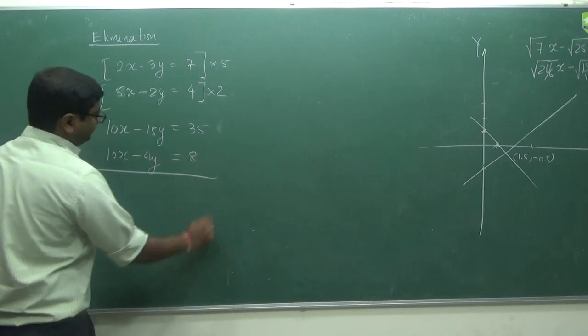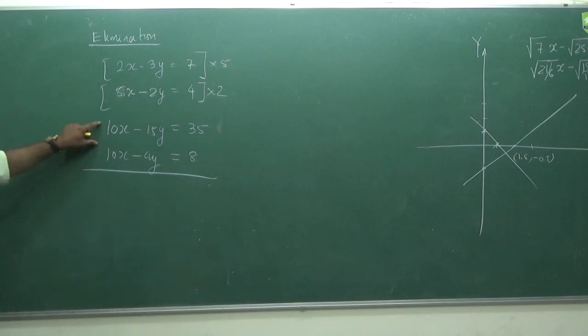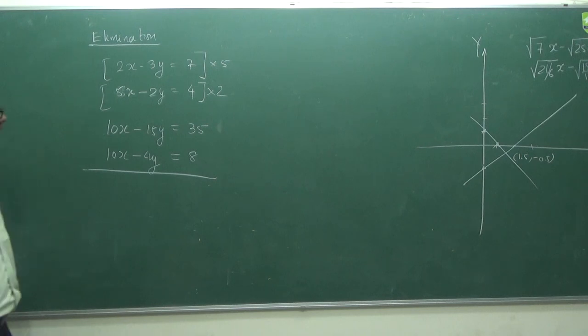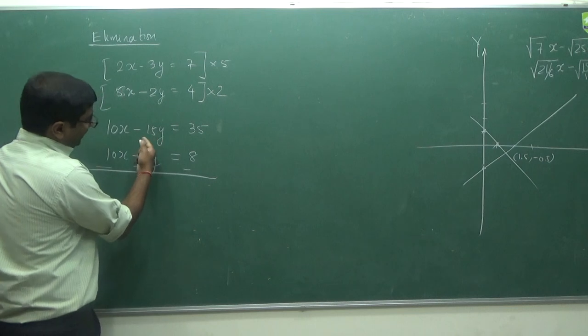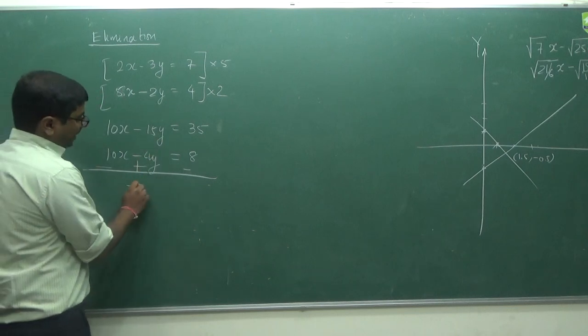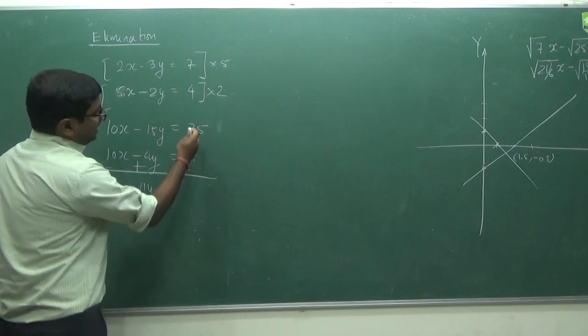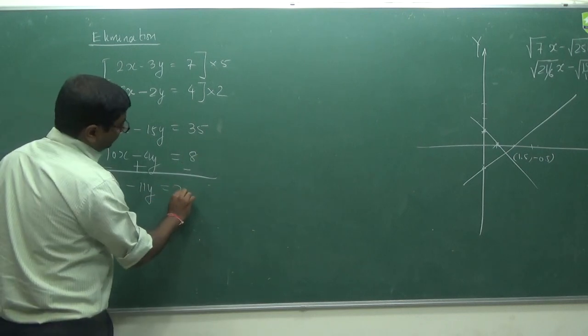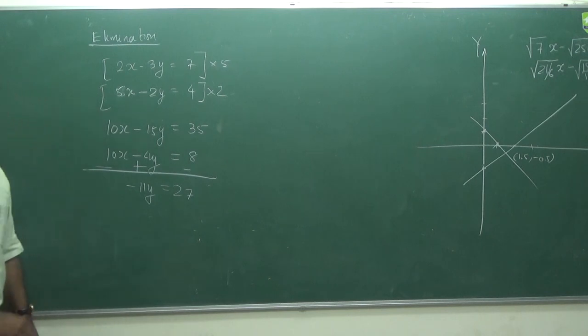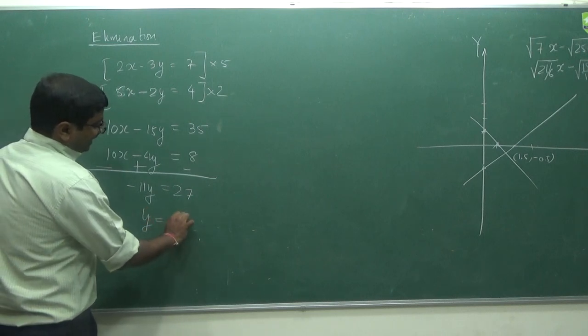And then we do subtraction. If the sign is the same, then you subtract. If the sign is opposite, then you simply add. So hence subtract: this will become plus, this will become minus. So minus 15y plus 4y is minus 11y equals 35 minus 8, which is 27. So y is negative 27 upon 11.